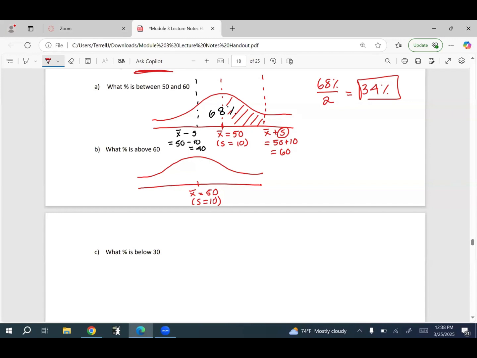What percent is above 60? So remember, we just found that if we go one standard deviation to the right and to the left, I did the mean minus the standard deviation here and the mean plus the standard deviation. This got me 60, and we said this was 50 minus 10, which is 40. We said 68% of our data falls in that space within plus or minus 1 standard deviation.